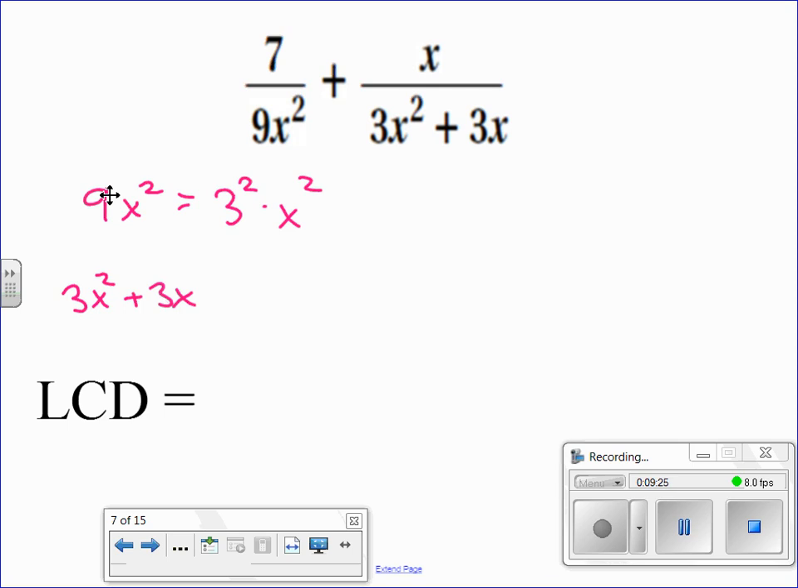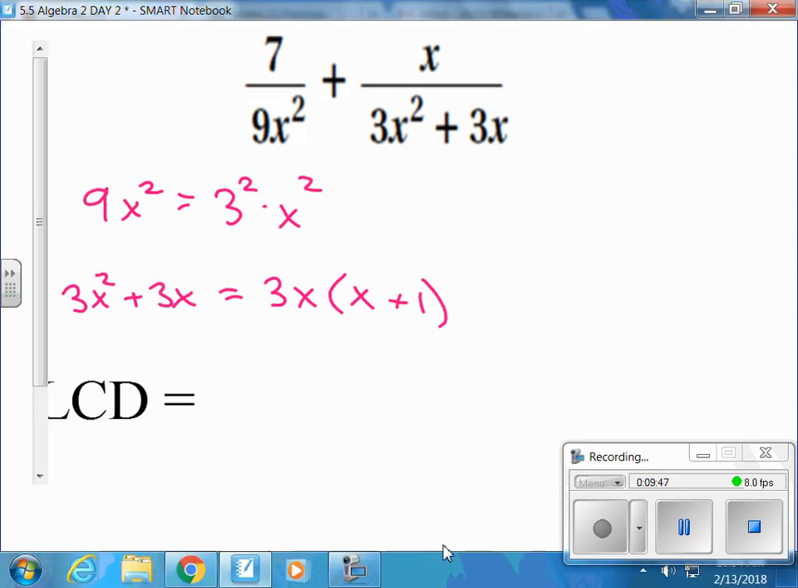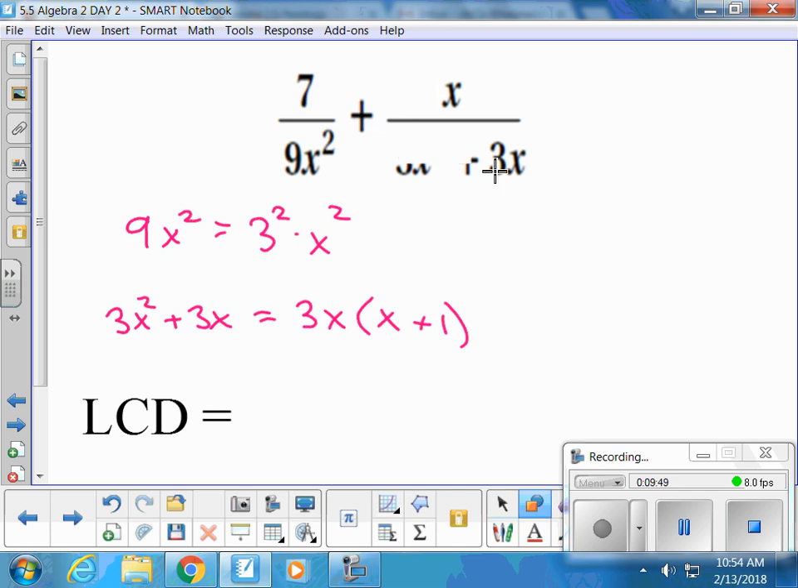Okay, what can we do with our second denominator as far as factoring is concerned? There is a common monomial, a 3x. And that will leave me with an x plus 1. So I think I'm ready to make my checkmark list. Oh, real quick, I'm going to do what I did in that last slide and rewrite the second fraction in factored form. So this would now be 3x times x plus 1. That'll just make life easier when we're changing our denominators.